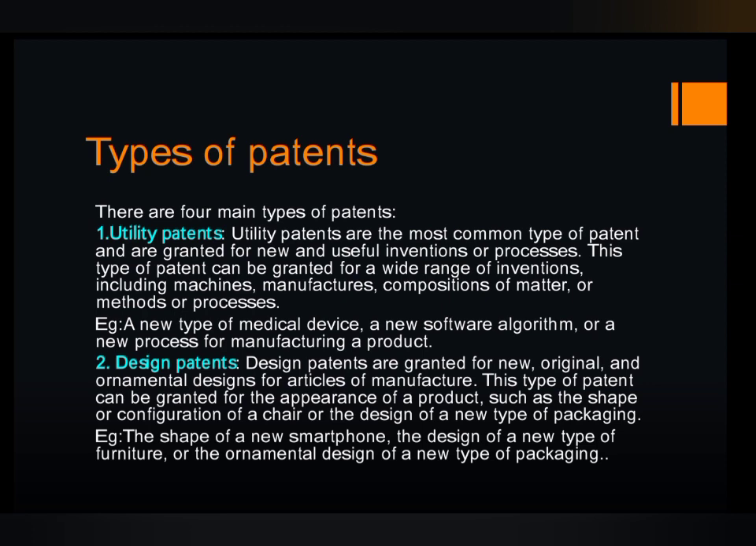So the next one is design patents. Design patents are granted for new, original and ornamental designs for articles of manufacture. This type of patent can be granted for the appearance of a product, such as the shape or configuration of a chair or the design of a new type of packaging. So this type of patent is issued for the designs of the articles.